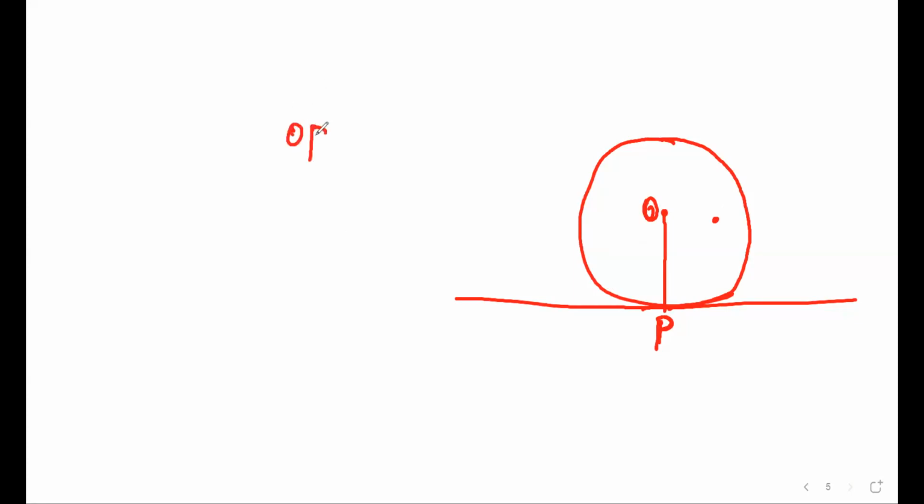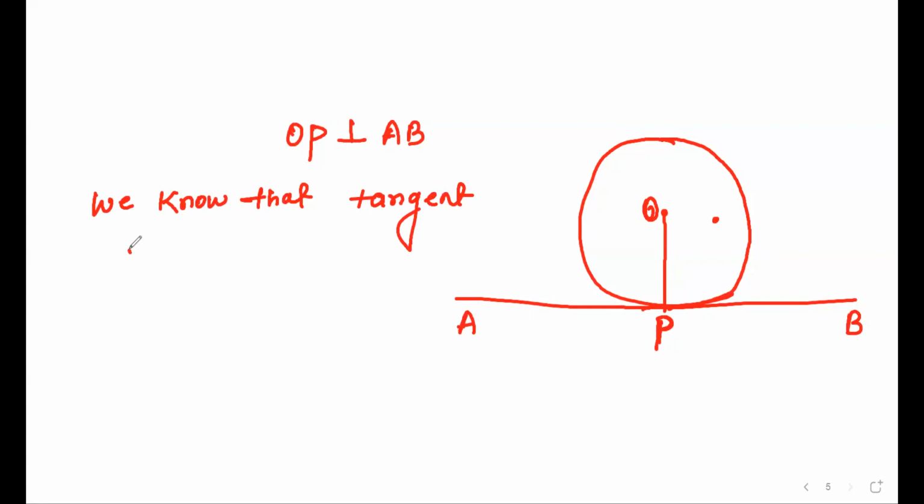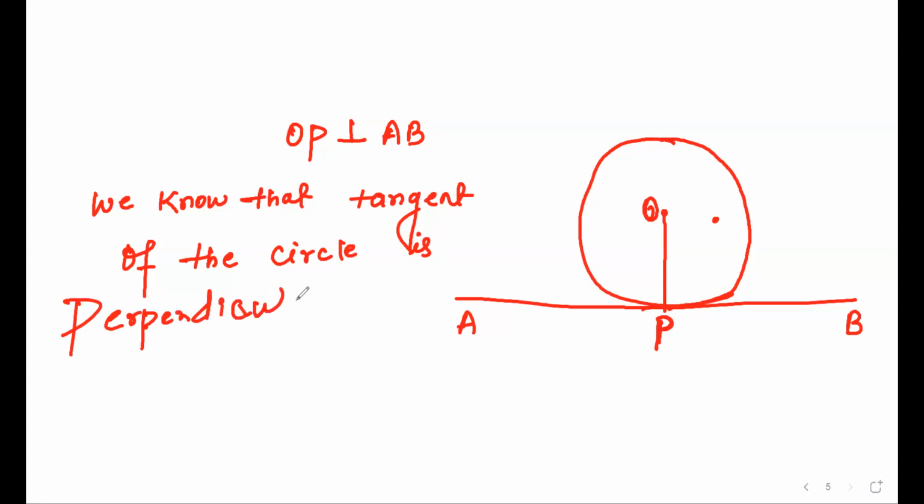So we have to show that OP is perpendicular to AB. Here this is A and this is B. So here we can write, we know that the tangent of a circle is perpendicular to the radius, that we know already from one of the theorems. We can say OP is perpendicular to AB.